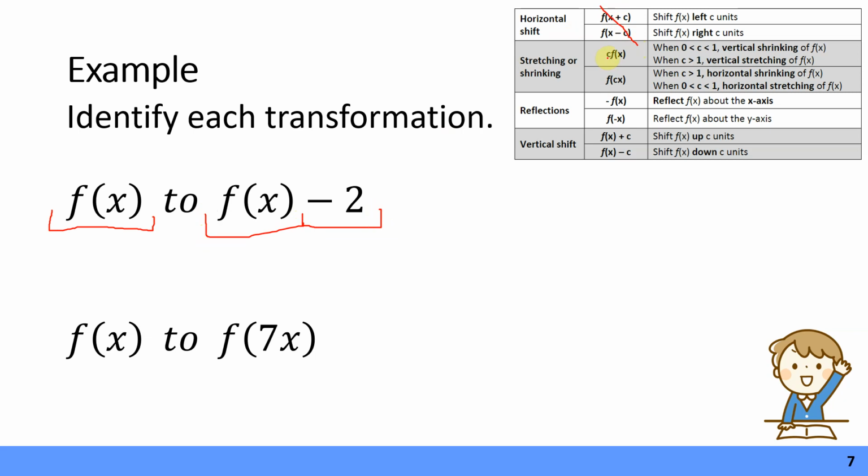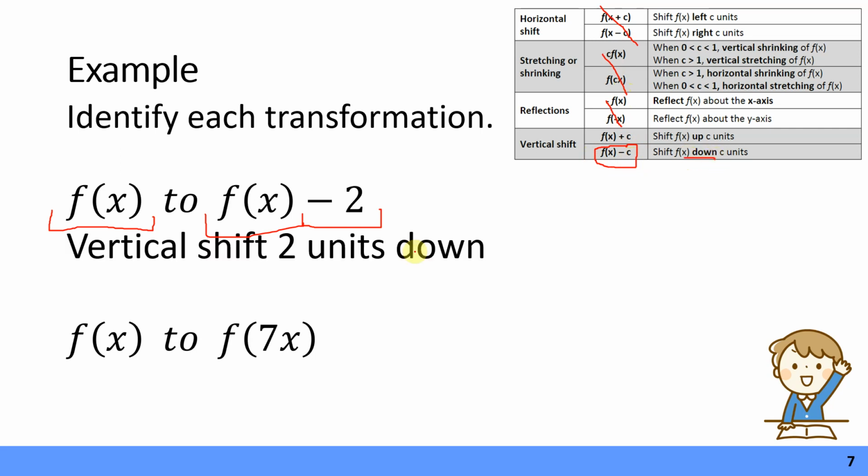These two are when you have a number in the front or inside the parentheses, which we don't. Since we don't have negatives, it's not one of those. And then it would be this one right here, right? Because the number is outside the parentheses and it's a negative. So that means that I'm going to have a vertical shift down. So that's pretty much what we wanted to do here, right? So we have a vertical shift 2 units down.